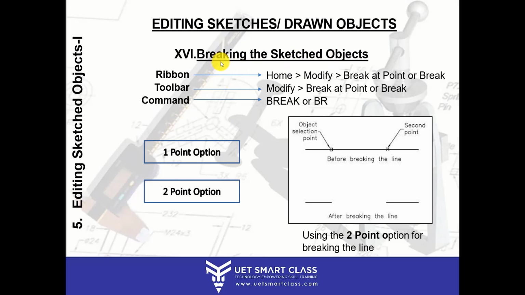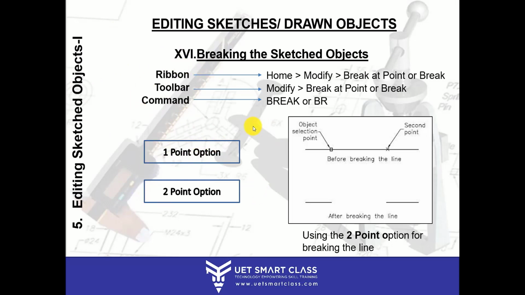Basically, you can create a breakpoint in a line, in an arc, or in a circle, so that it can be broken into two parts. Sometimes it is required, so you need not create the object once again. You can just break it by giving points. There is a 1 point option and a 2 point option. How to invoke this tool?